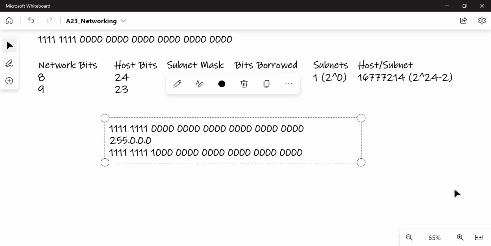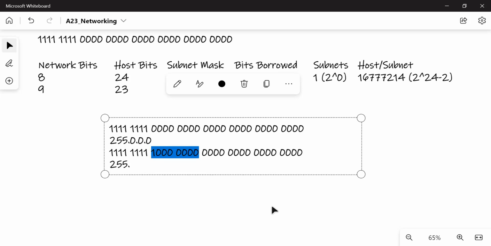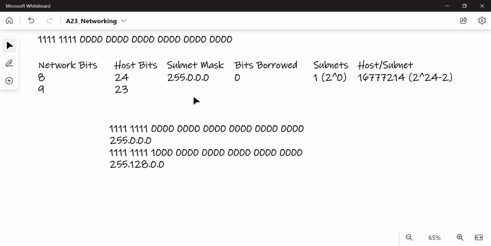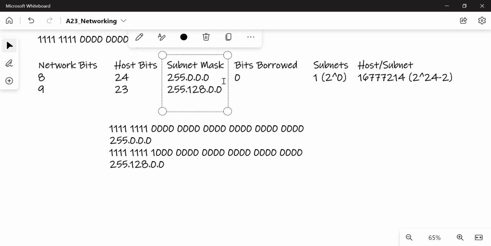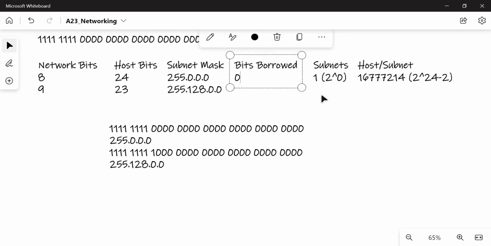We are getting the first 8 bits, no? First 8 bits, no change, 255. What does this number represent now? 128. It should be 128. So now this becomes 128.0.0. Exactly. So now my new subnet mask will become 255.128.0.0. So how many bits have we borrowed? 1 bit.